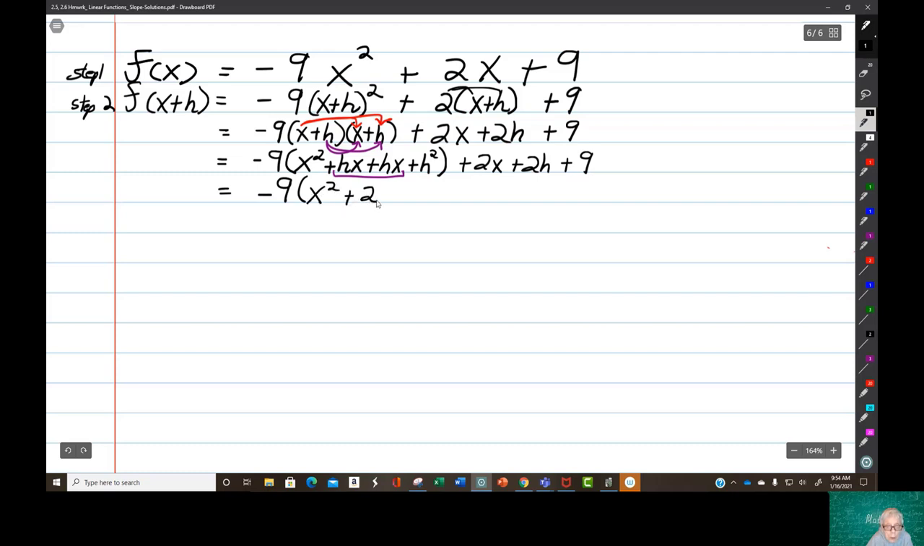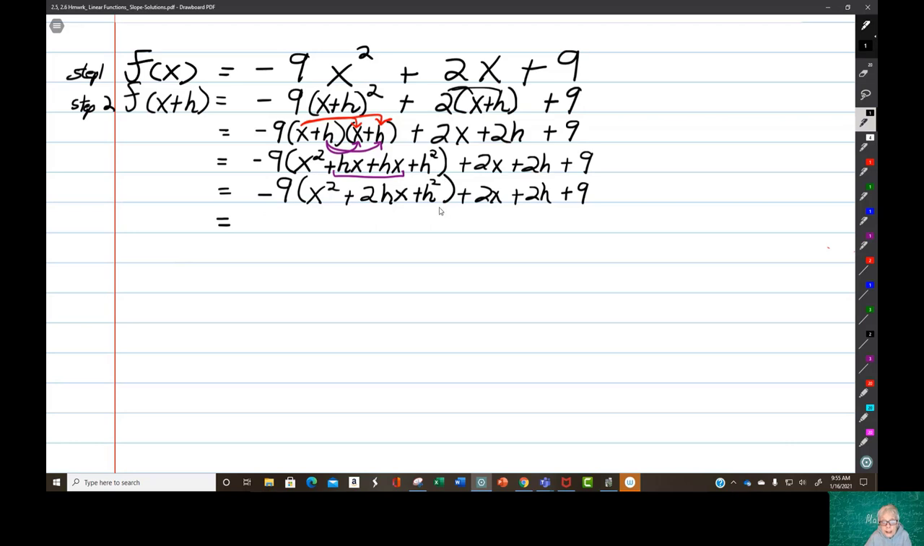Why couldn't I just say minus 9hx minus 9hx? You could, but you're just less likely to make a mistake if you stay very orderly. So I'm going to have two of these guys. And then I have the plus h squared. Meanwhile, don't forget these: plus 2x plus 2h plus 9. Now I'm ready to distribute the negative 9.